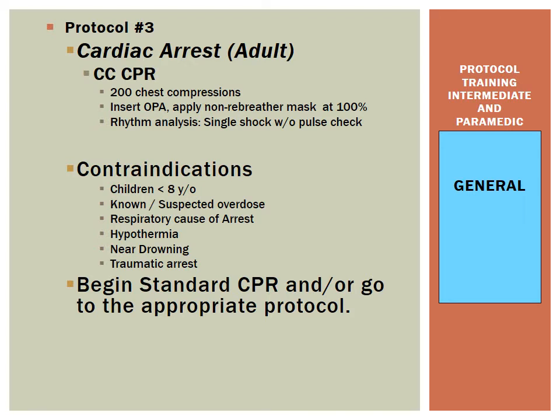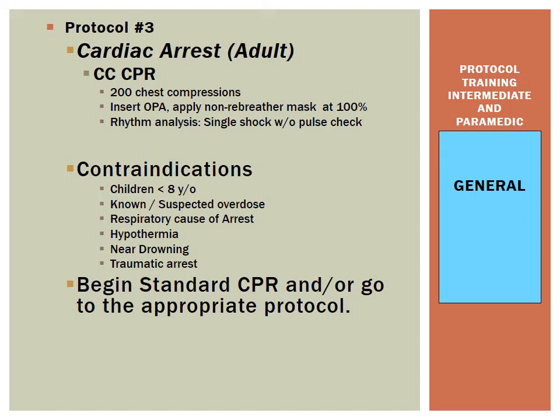Okay, so for our cardiac arrest adult continuous compression CPR, like I said, 200 chest compressions, 2 minutes of CPR. We insert the OPA, apply non-rebreather mask at 100% oxygen, and we analyze the rhythm. Single shock if indicated, without a pulse check.